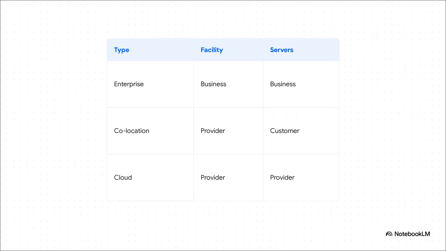Let's see how this builds when organizations decide they want to offload some of that burden. Enter the colocation or colo model. Here, a business just rents space for its servers. The colo provider takes care of the building, the cooling, the power, the security, the whole shebang. But the customer still provides and manages their own servers.